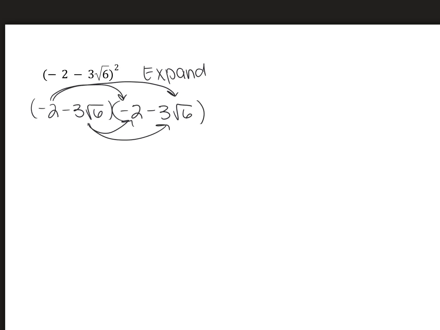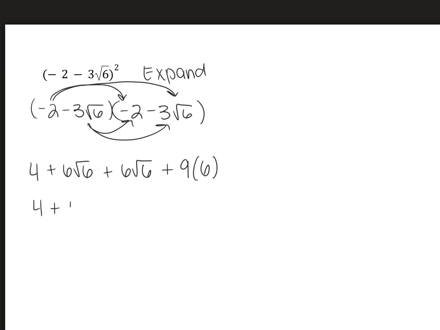So -2 times -2 is going to give me 4. Then -2 times -3 square root 6 is going to give me 6 square root 6. Then I have -3 square root 6 times -2, which is going to give me 6 square root 6 again. And I have -3 square root 6 times -3 square root 6, which is going to be 9 times 6.